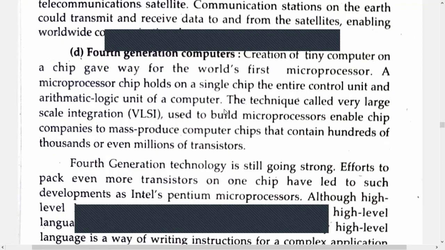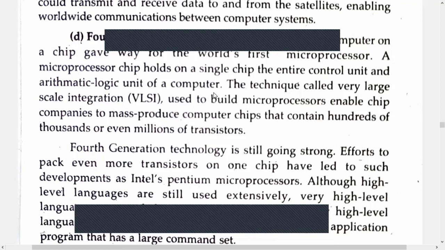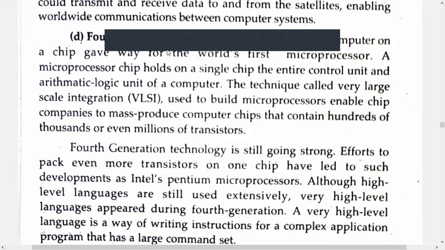Along with the microprocessor, we have Intel chipsets, AMD; in mobile chipsets, Apple is making them, Samsung is making them, Sony is making them, Snapdragon is making them. These are the small industries working on these generations. Fourth generation technology is still going strong. Efforts to pack even more transistors on one chip have led to developments such as Intel Pentium microprocessors. Although high-level languages are still used extensively, very high-level languages appeared during the fourth generation.